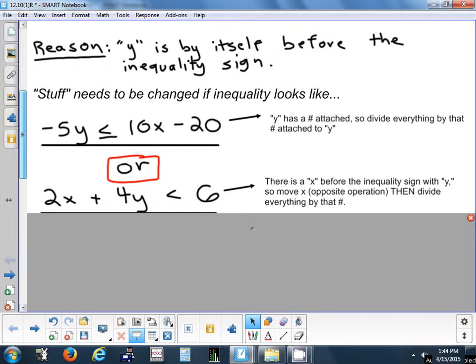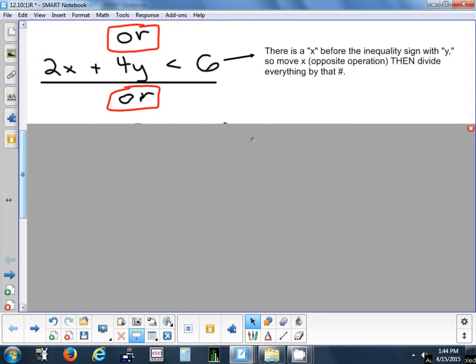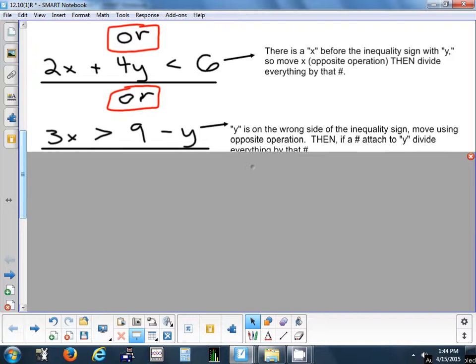That's a two-step, right? Because x is on the wrong side, we're going to move it, then divide by the number with y. Last one, what's this say? Can someone tell me what this says? Right, if it's pointed this way, if it's eating, whatever side it's eating, that means greater than, right? 3x greater than 9 minus y.